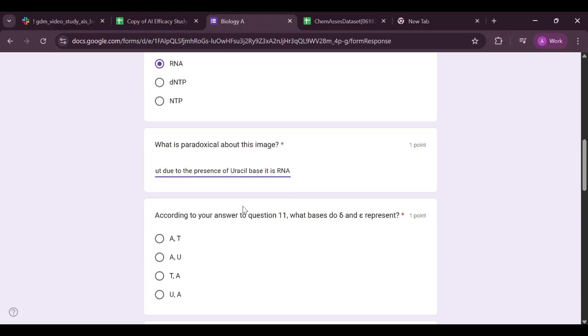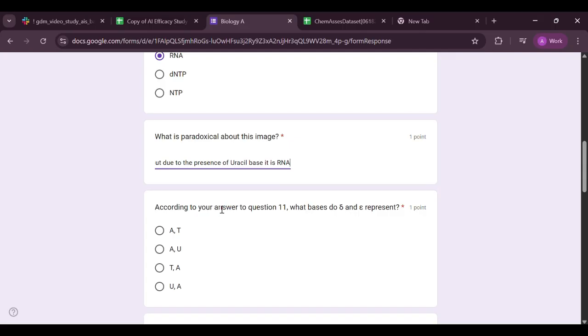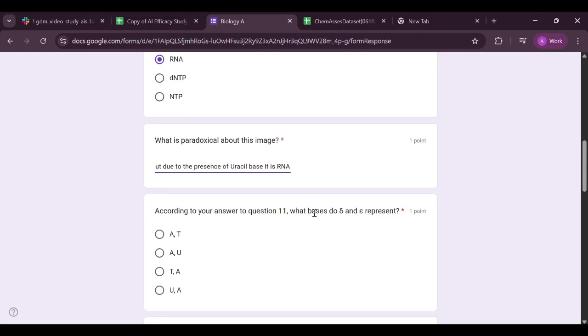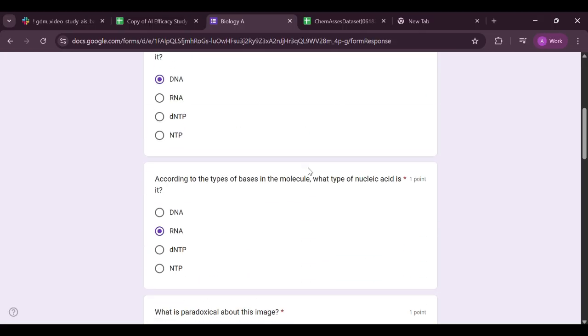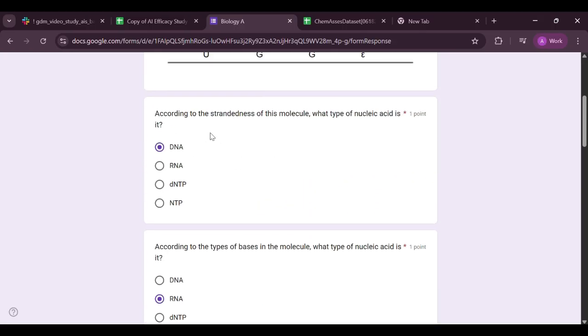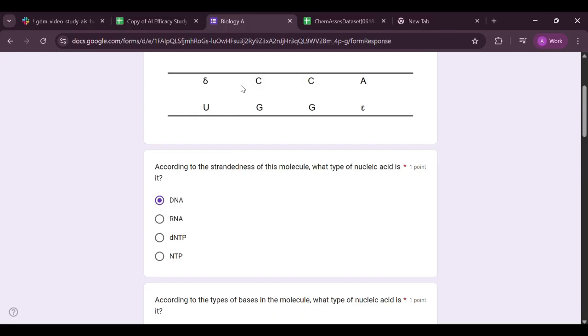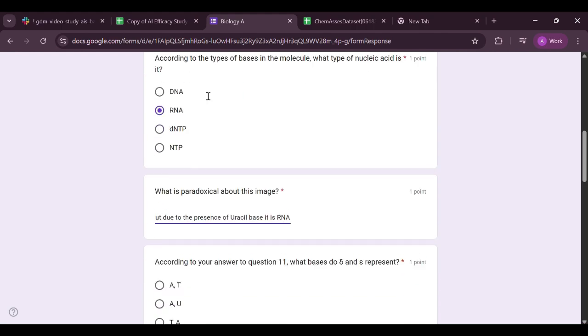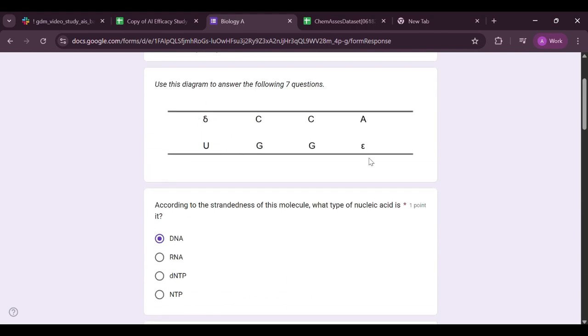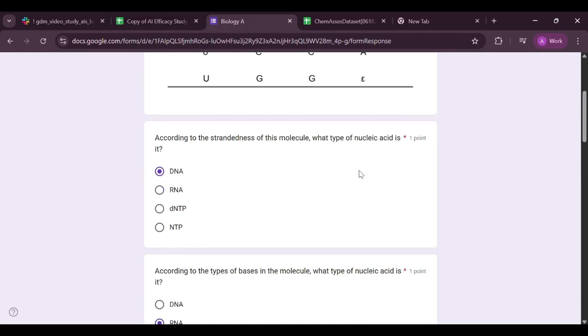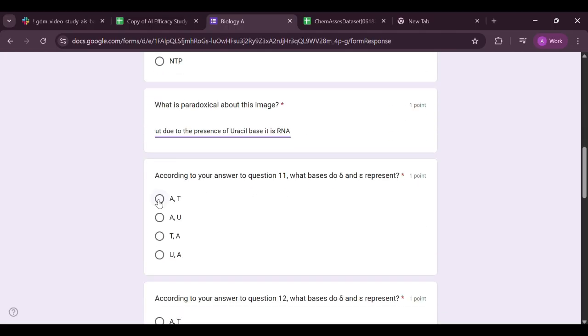Okay, moving ahead, according to my answer to question 11, what do delta and epsilon represent? Based on this question, uracil will form hydrogen bonding with adenosine, so delta will be A. And epsilon, as it is double stranded DNA, adenosine will form hydrogen bonding with thymine. Therefore, A and T will be the correct option, which is option A.